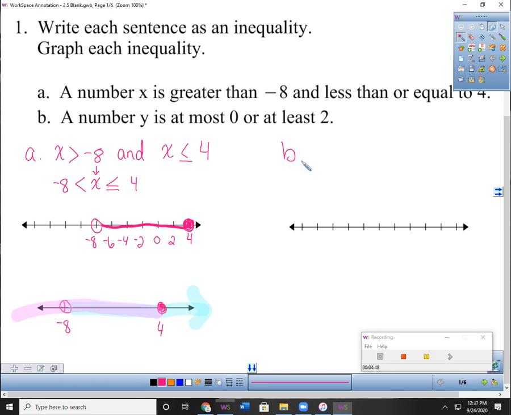So part B. A number Y is at most 0. If I say it's at most 0, that means I can't be any bigger than 0, right?